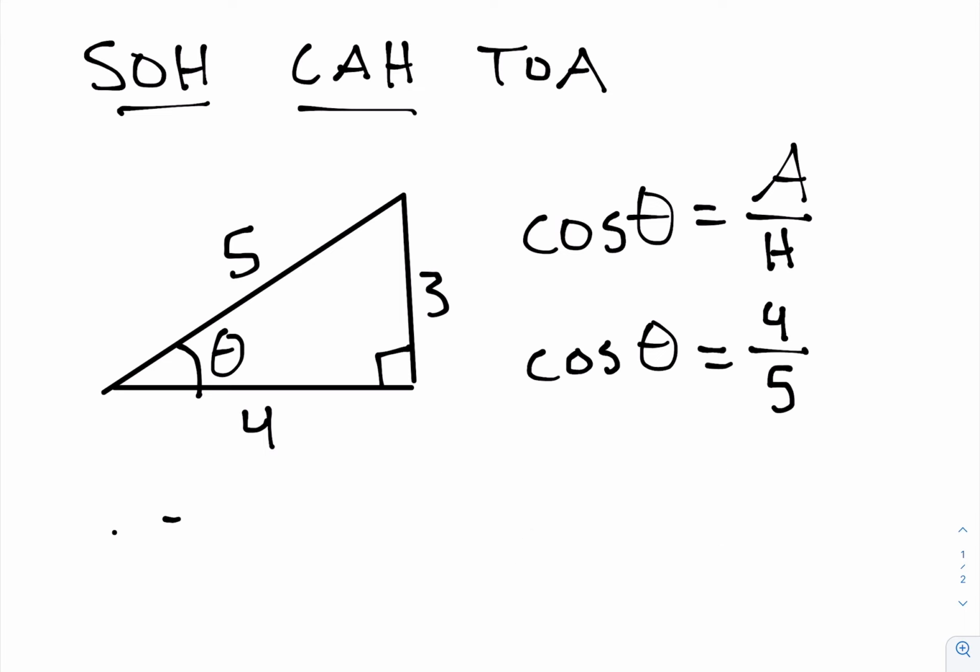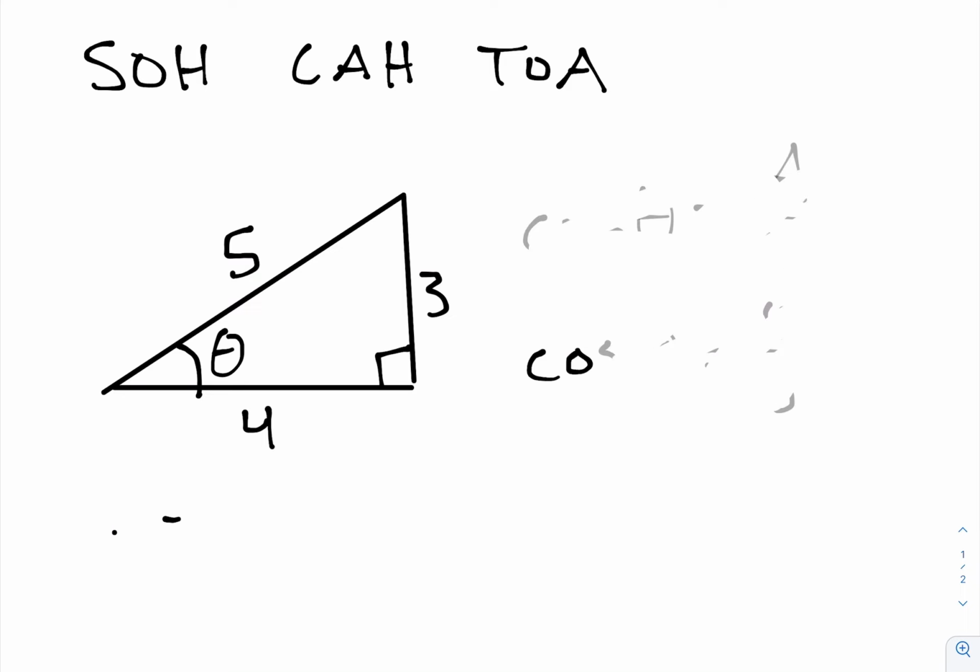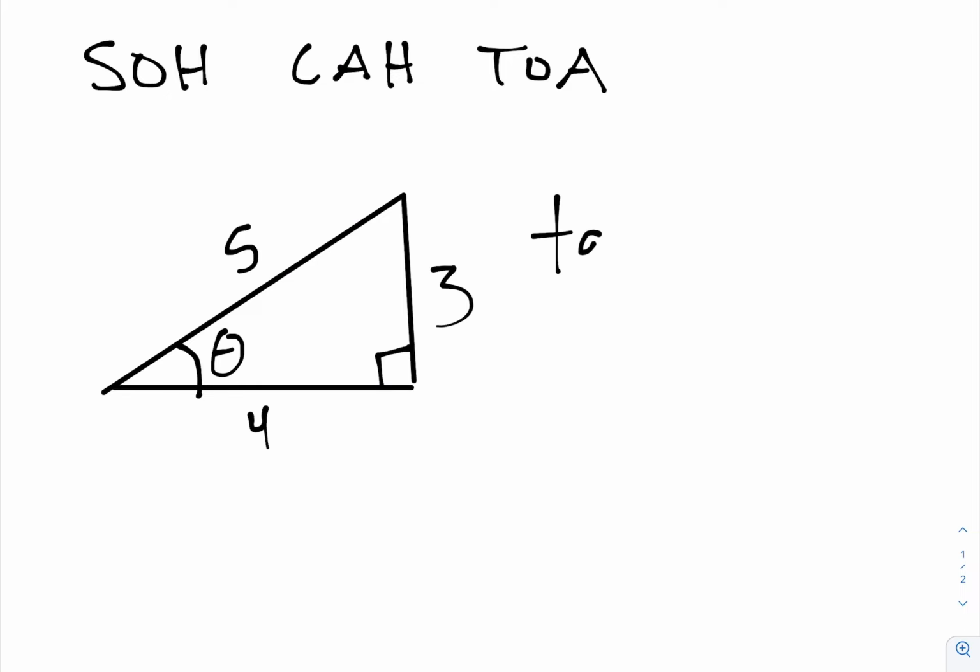Now, how about the TOA? Well, the TOA, you guessed it, we've already used O, A, and H. We've used all of them. But, so this was 5, this was 3, this was 4. The TOA, so this is called tangent. And the shorthand we use for tangent is just tan. So tan of theta, tan of our angle, is the opposite over the adjacent.